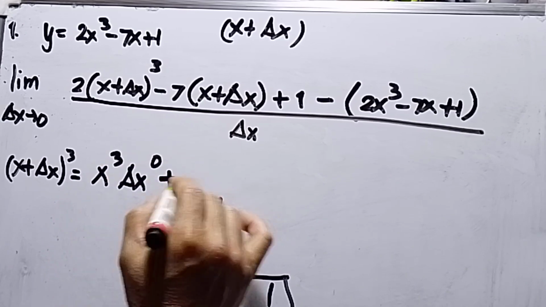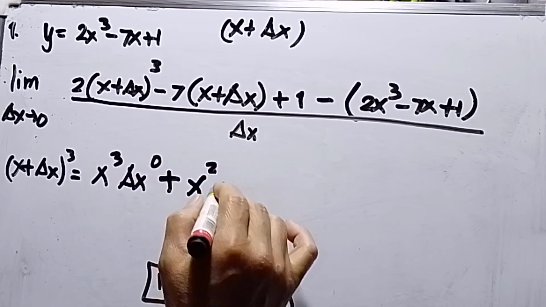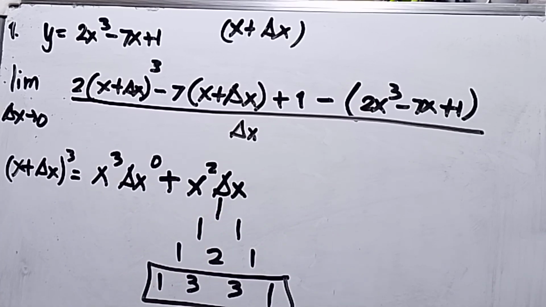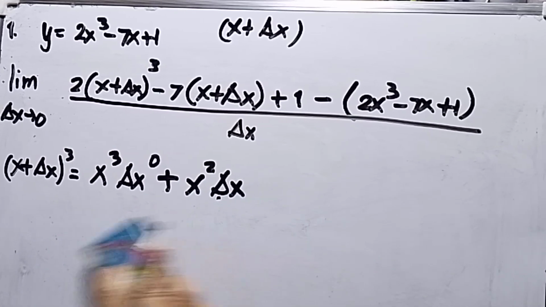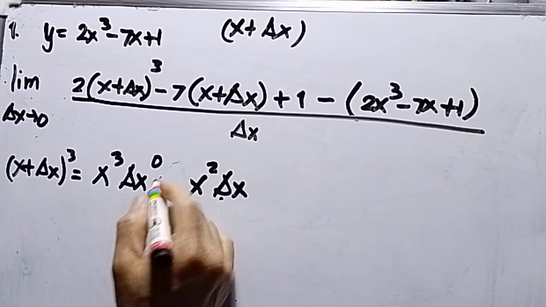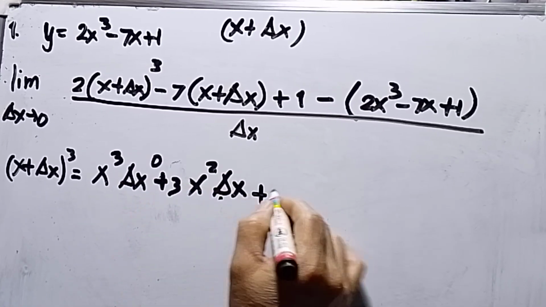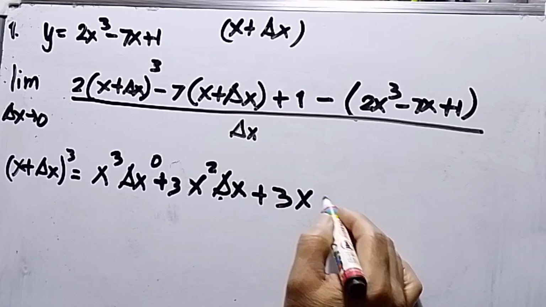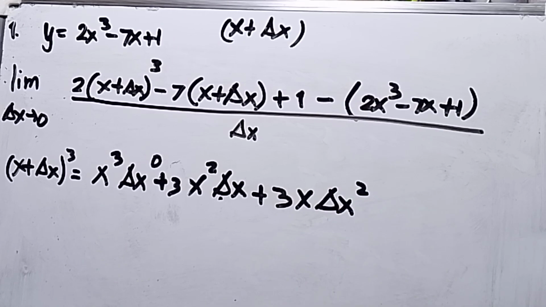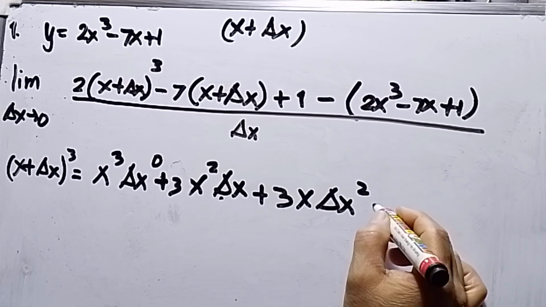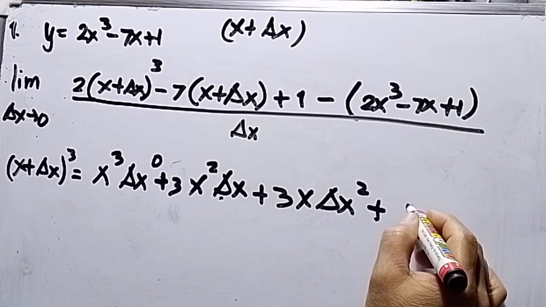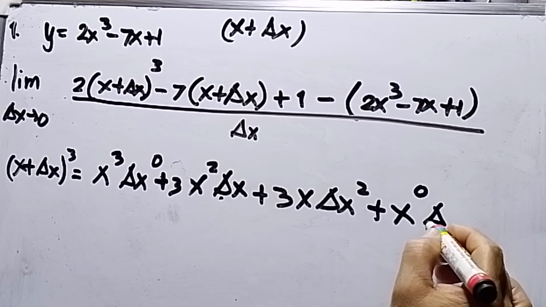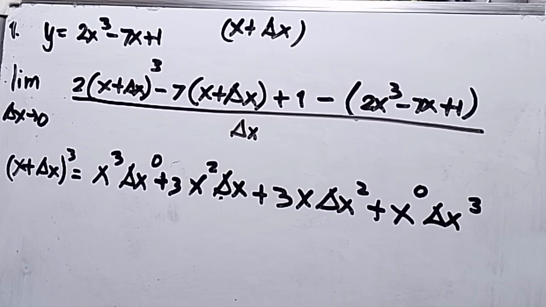The power of x will be decreasing for the first term, so this will be x squared. Then increasing for the second term, so this will be delta x. Sorry, there is 3. Plus 3. And then plus 3. Take note, x will be decreasing, so this will be 3x delta x squared. Then plus x raised to 0, and then this will be increased, delta x cubed.